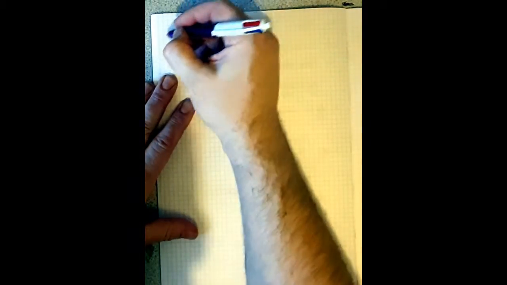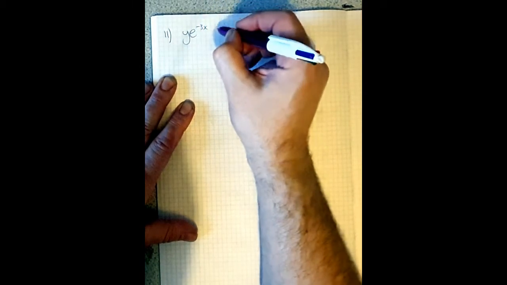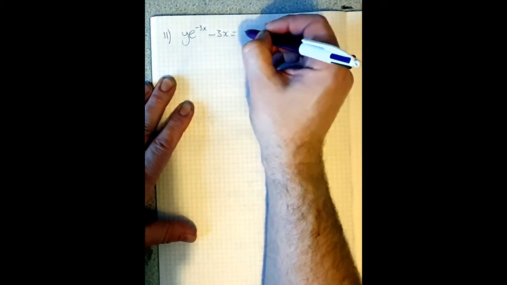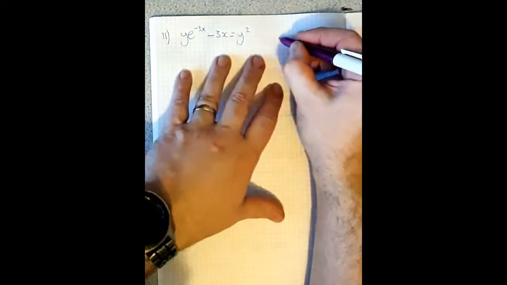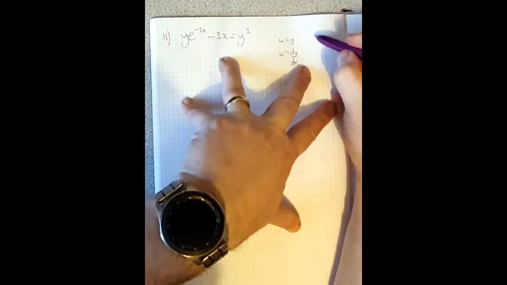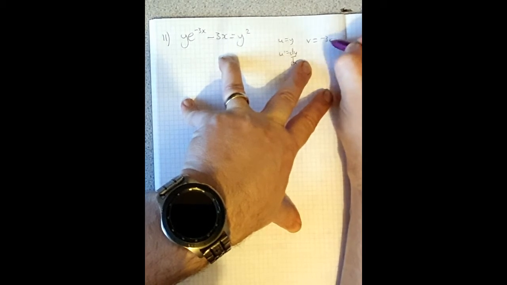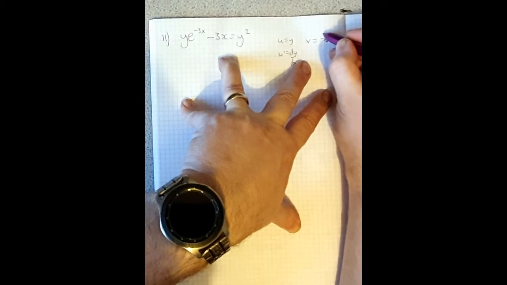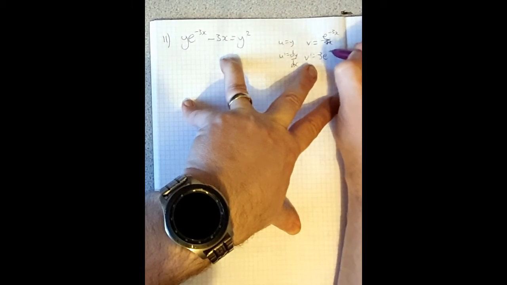Question 11. Differentiate again. I'll just write it out first. So differentiate again, product rule here. u is y, u dash is dy/dx. v is e to the minus 3x, sorry. v dash is minus 3 e to the minus 3x.